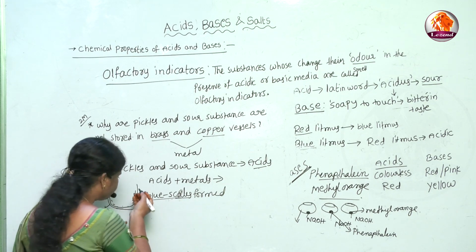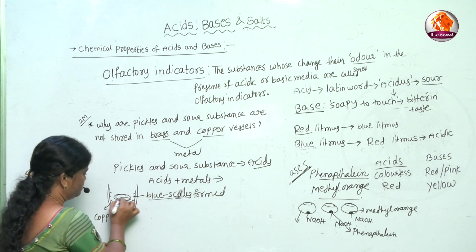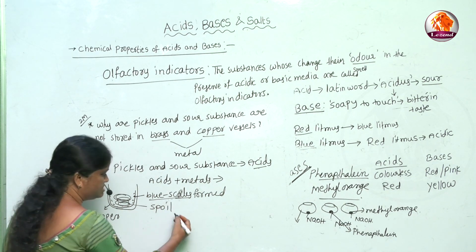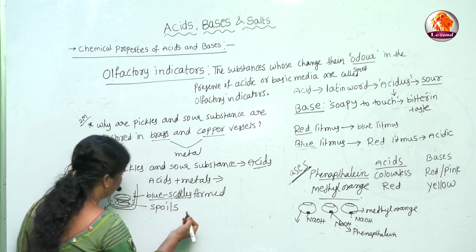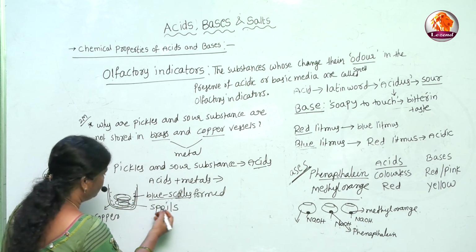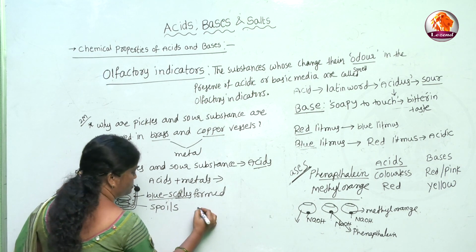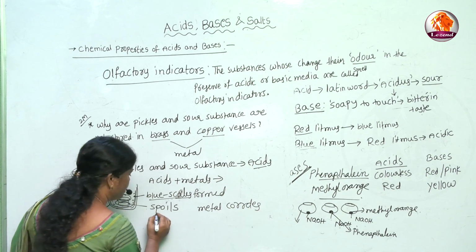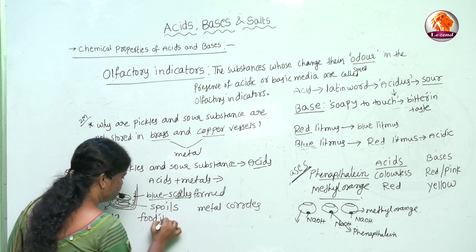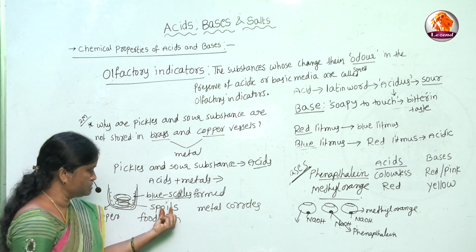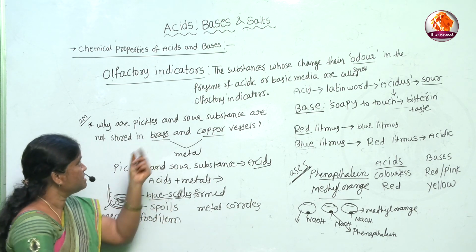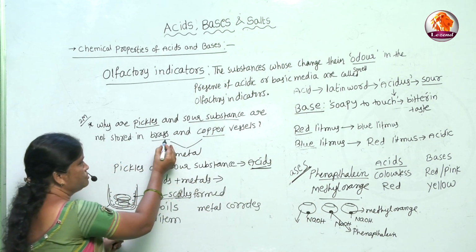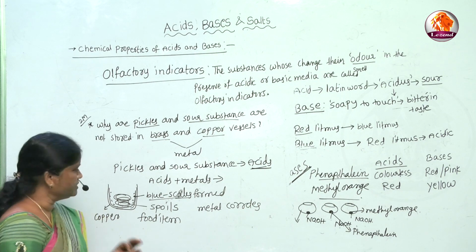As a result, the sour substance present here will spoil, and it is unhealthy to eat. It will spoil the food present in the copper vessel, and the metal also corrodes. Corrodes means the metal is lost. Metal also corrodes, and the food becomes spoiled. The food item stored in brass and copper vessels becomes spoiled because the pickles and sour substances contain acids, and these acids react with the metal.